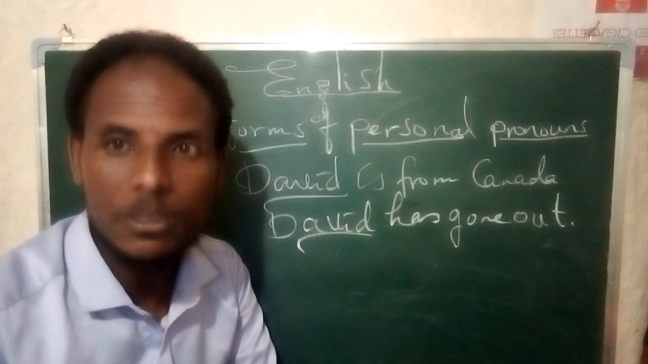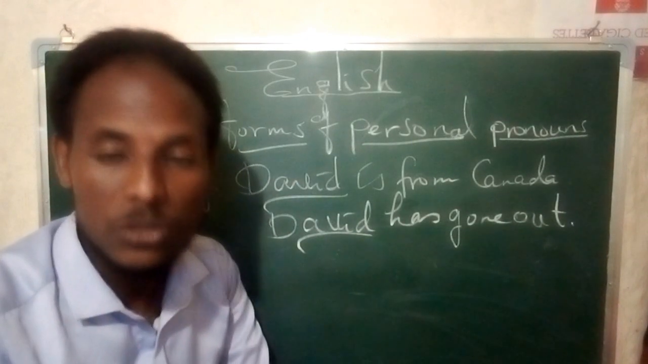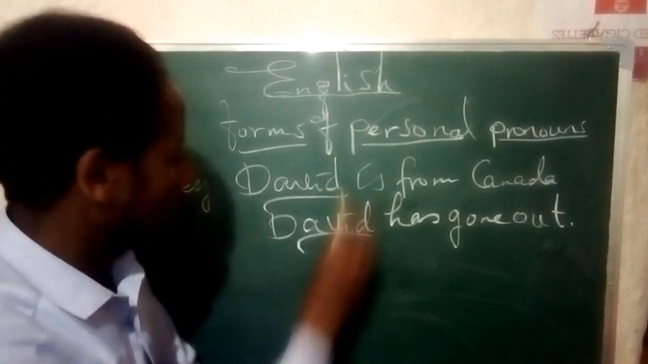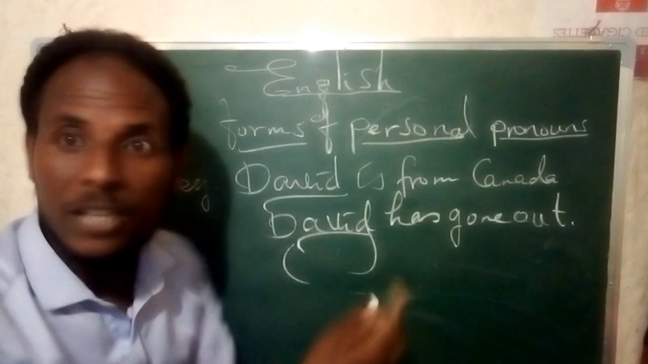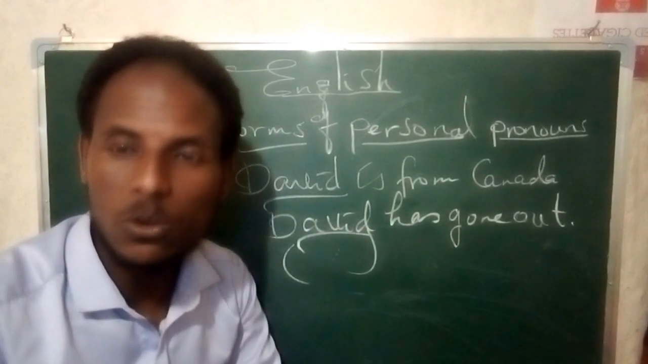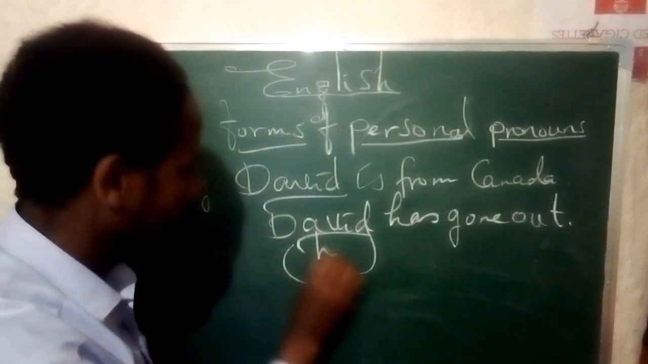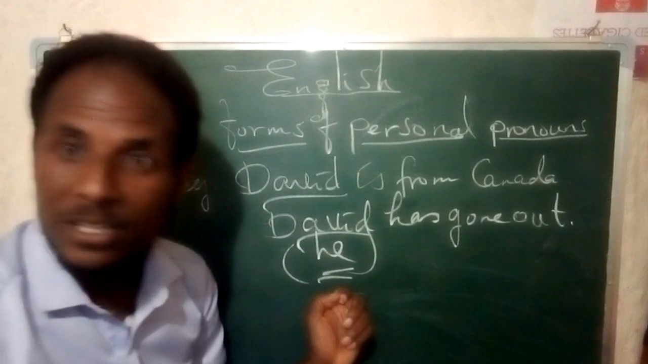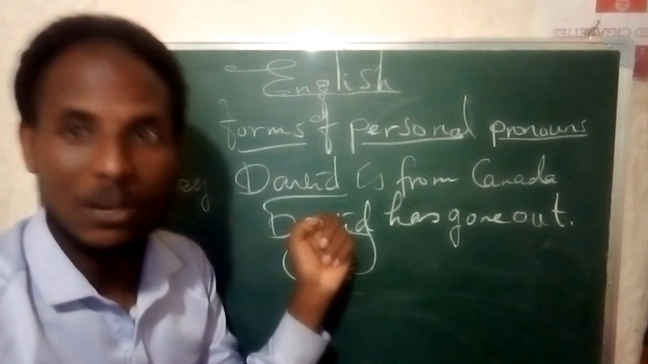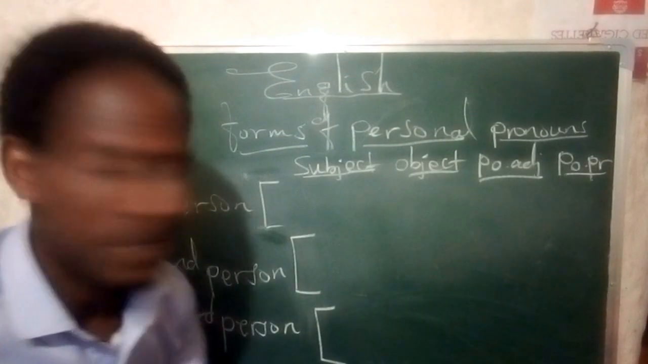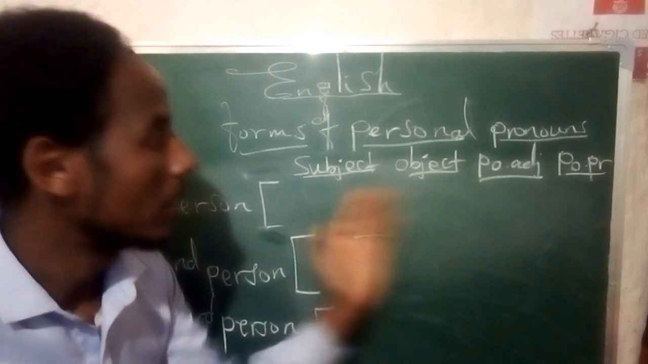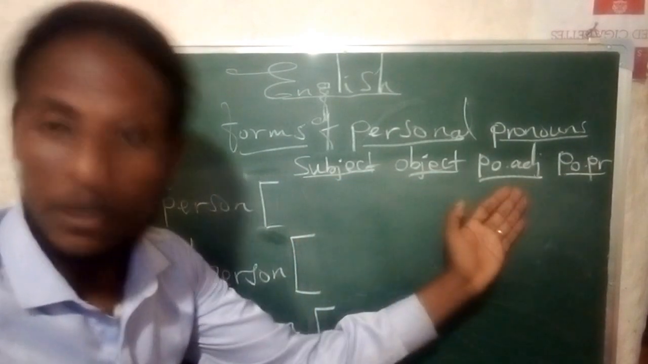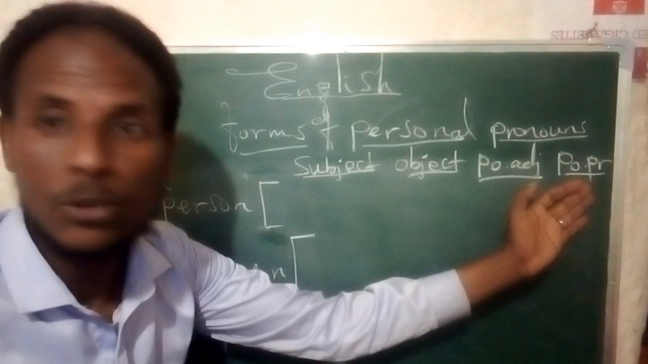In order to leave out repetition in a sentence, we're going to use a pronoun, since it is instantly understood what we are talking about: David, he. So this is a pronoun. A pronoun is a word used in place of a noun. Personal pronouns can be used as a subject, an object, a possessive adjective, and a possessive pronoun.